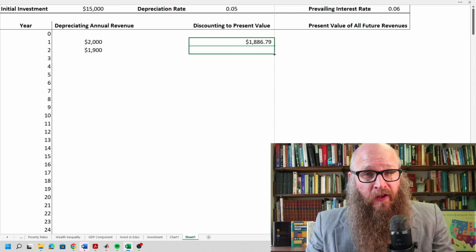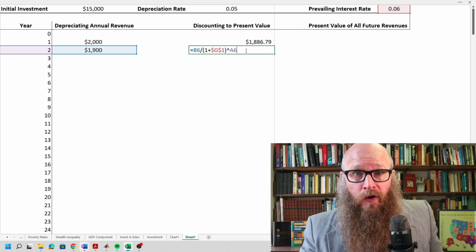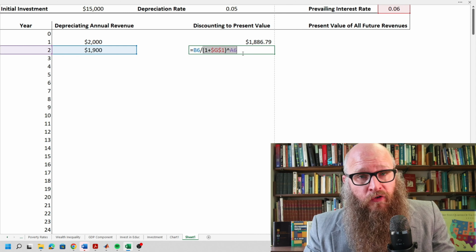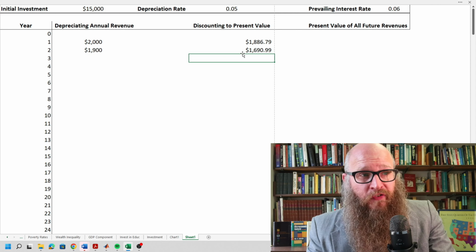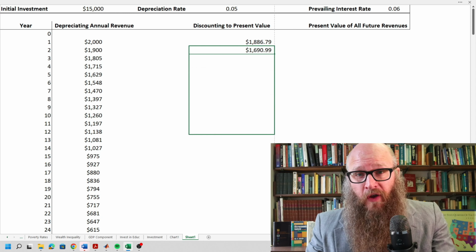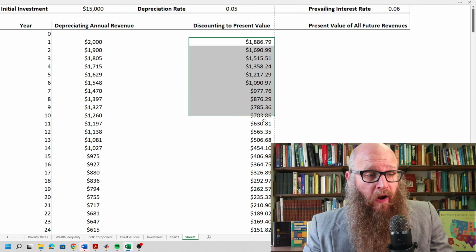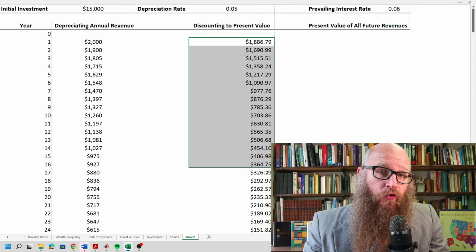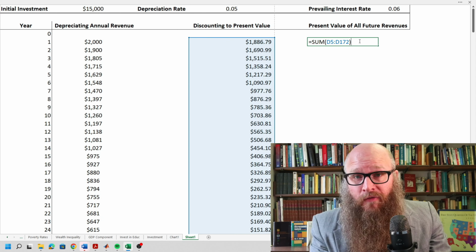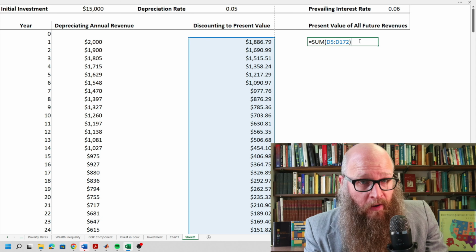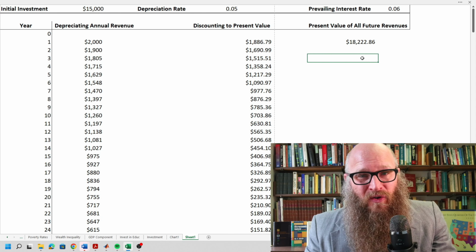We can do the same exercise for the next year, and we see that that $1,900 is discounted using that interest rate of 6%. Now the exponent is raised to a 2 for a present value of $1,690. Do this exercise for years and years over the lifetime of the tractor, what the present value of future revenues will be. To make the decision of whether or not to buy it, we need to add up all of the net present value of the future stream of revenues, and we get $18,220.